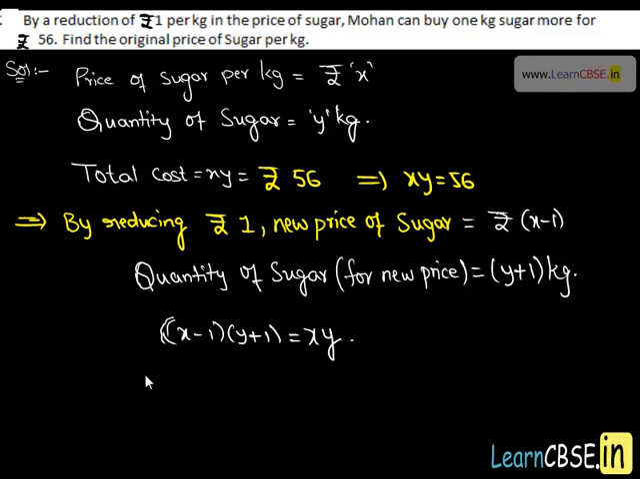By multiplying these two expressions on the left hand side, we get xy plus x, and let us multiply negative 1 to y plus 1. Then we have negative y and negative 1, which is equal to the product of x and y. On the left hand side and right hand side, xy and xy get cancelled. We remain with x minus y minus 1, which is equal to 0.